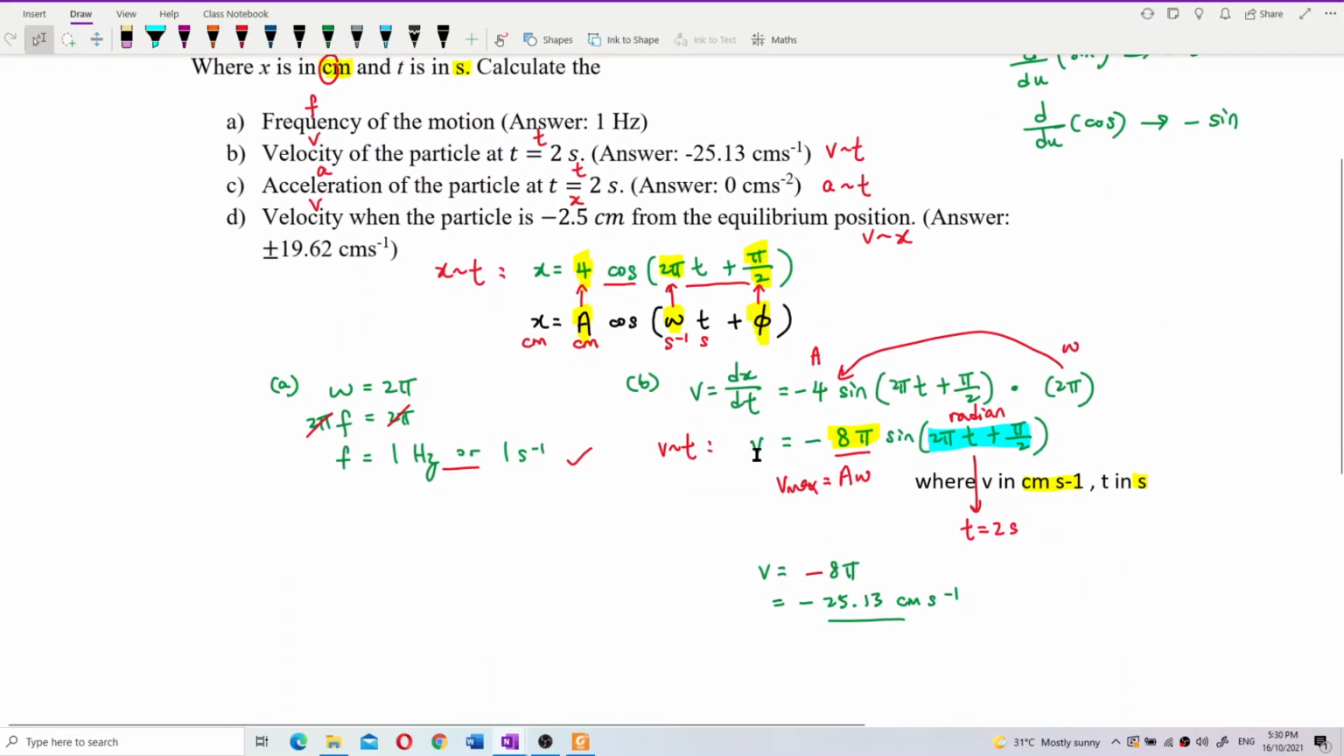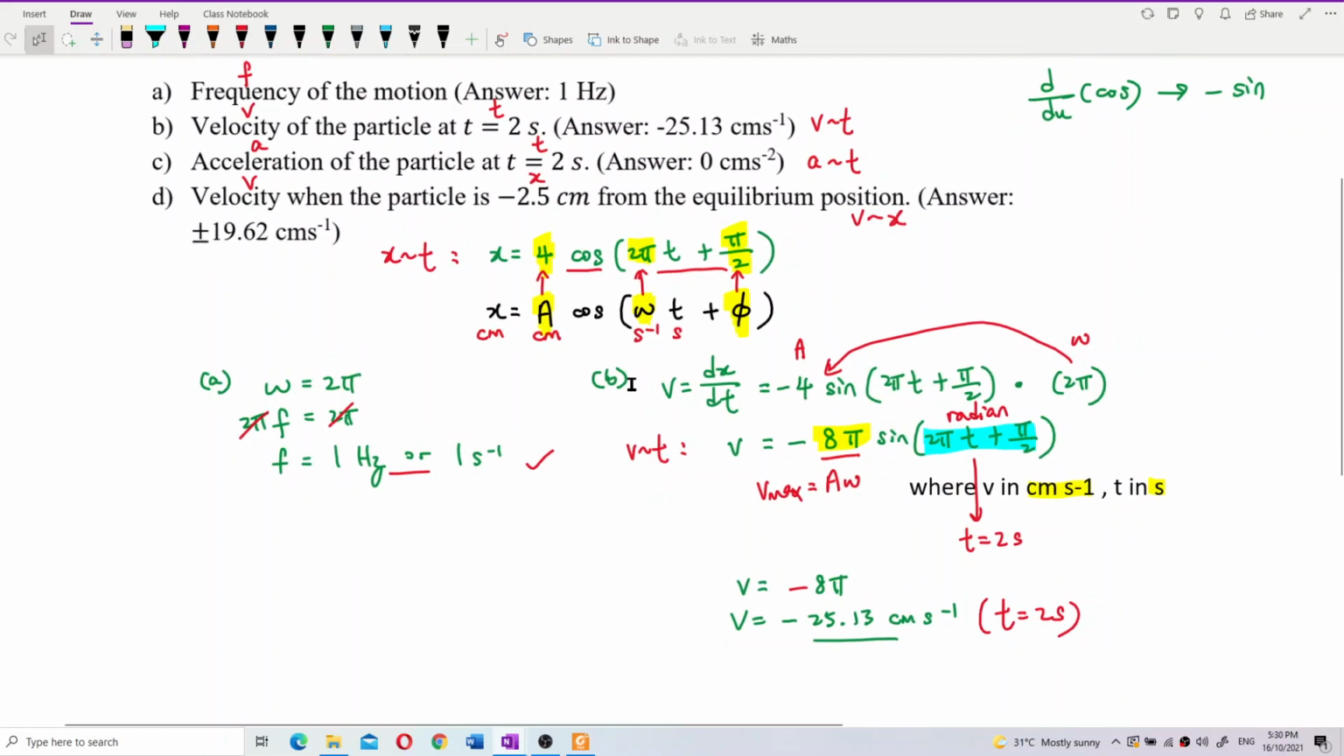So that is the velocity at 2 seconds. For this, you just use the velocity time equation to find it.